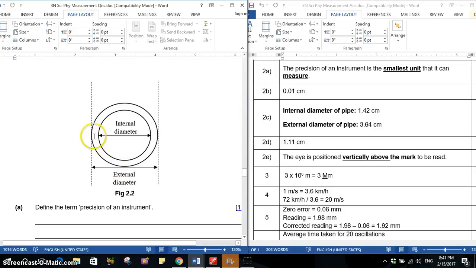In part D, they ask us for the thickness of our pipe. Can you see that the external diameter is made up of one thickness, one interior diameter, and another thickness? So in order for us to look for our thickness, we need to make use of our external diameter minus the internal diameter divided by 2. Many students simply do the subtraction without dividing by 2, not realizing that there are actually 2 thicknesses there.